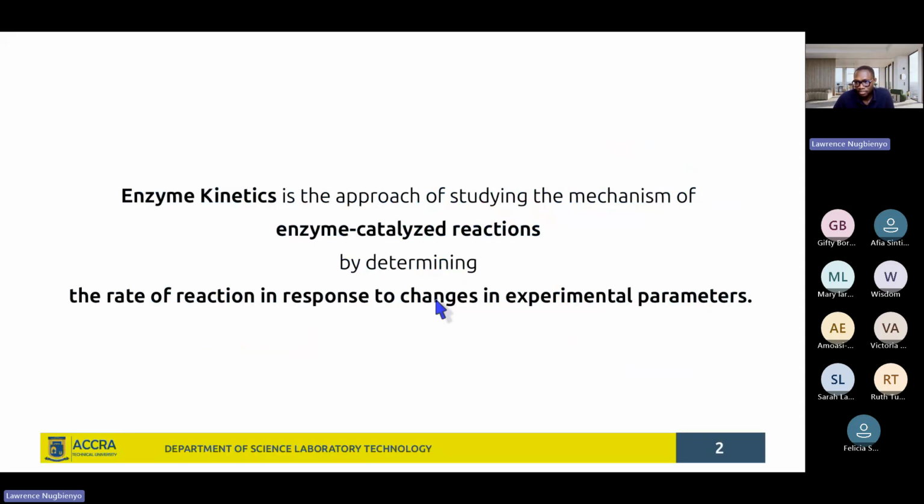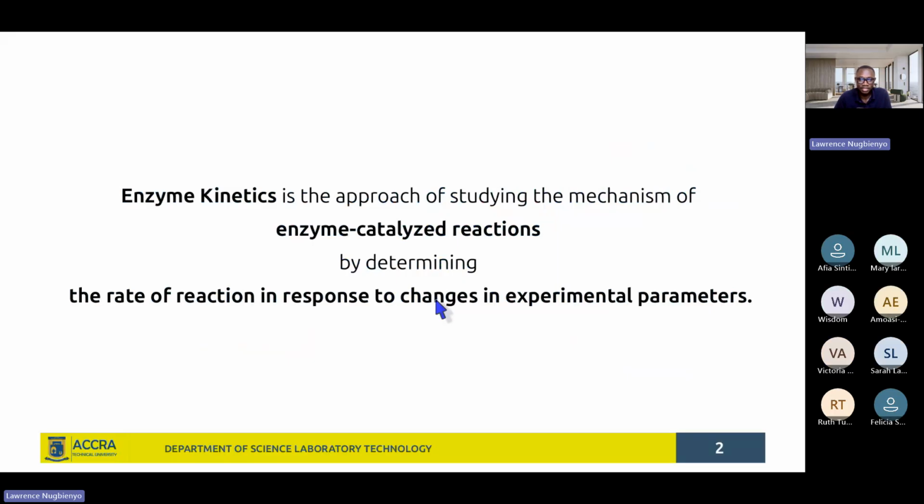So you remember when we were looking at the factors that influence enzyme kinetics, we looked at factors such as enzyme concentration, substrate concentration, temperature, and pH.